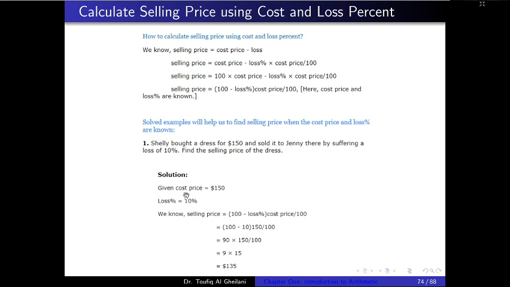Given the cost price is $150 and the loss percent is 10%, the selling price will be (100 minus the loss percent 10) times the cost price 150 over 100. So 100 minus 10 is 90, times 150, which will give us 9 times 15. It will give us $135.